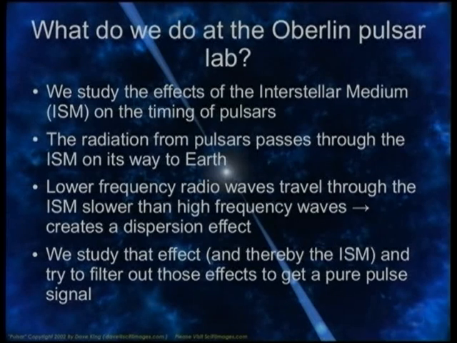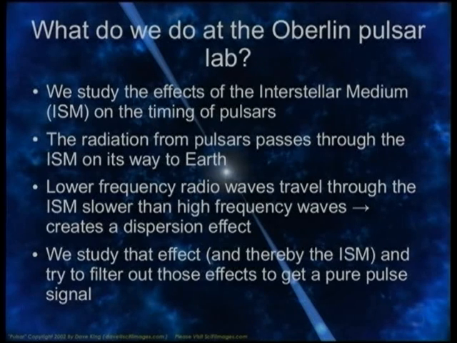So the radiation from pulsars passes through the ISM on its way towards us. And because of the dispersive nature of interstellar plasma, lower frequency radio waves travel through the medium slower than higher frequency radio waves. So this causes a delay, and the resulting delay in the arrival of pulses is directly measurable as the dispersion measure of the pulsar. Now if we had a board, I could do some calculus and show you how we calculate dispersion measure, but that's not necessary.